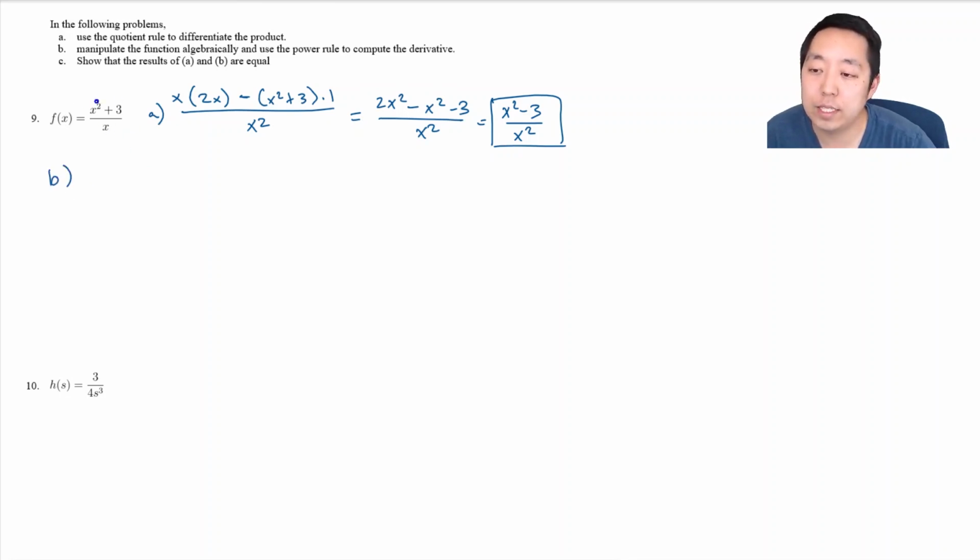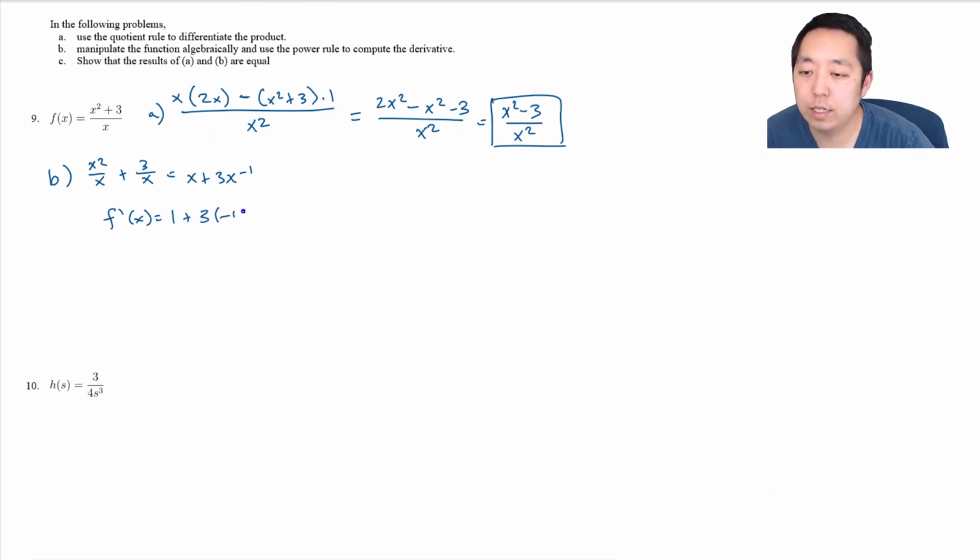I can also divide by x, right? And so x squared over x, I can make this x squared over x plus 3 over x, which is really x plus 3x to the negative 1. And then I can do power rule. The derivative of x is 1, plus 3 times negative 1 x to the negative 2 by doing power rule. So I'd bring the negative 1 down and then subtract 1. And this is 1 minus 3 over x squared. And this one I can simplify because I can divide by x squared. This is equal to x squared over x squared minus 3 over x squared, which is equal to 1 minus 3 over x squared. So you see these two are the same.